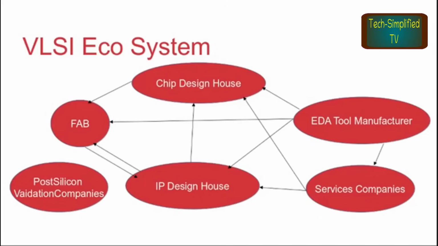So here is what I am going to say about the VLSI ecosystem: what companies are there, how they function, and how they interact. Here you can see a lot of encircled names like fab, chip design house, EDA tool manufacturers, services companies, IP design house, post-silicon validation companies, and there are a lot of arrows going from one direction to another. This means that these things are well interconnected.